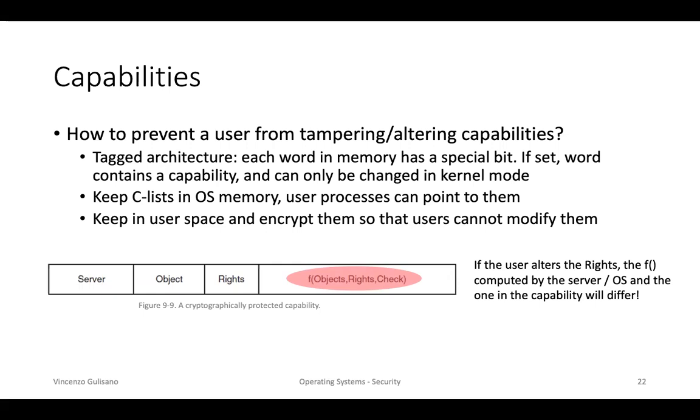When the client wants to access the file, it shares the ID, the rights, and the value of f. The server recomputes f, taking the file ID and rights from the client, but the check from its tables. If the values match, then the rights claimed by the client are correct and the request can be honored.